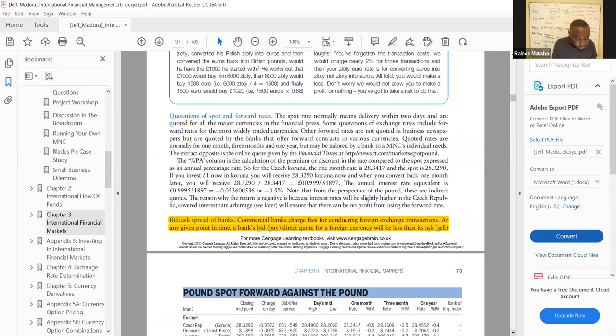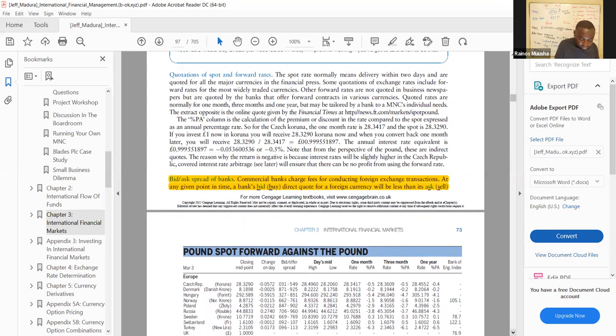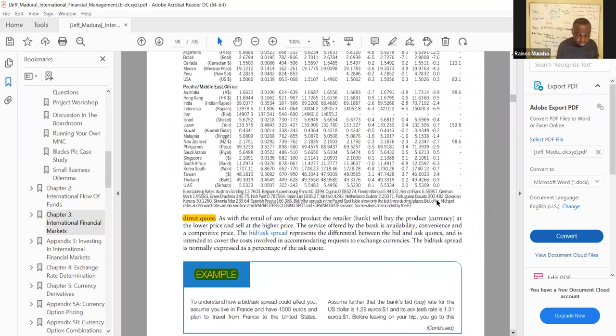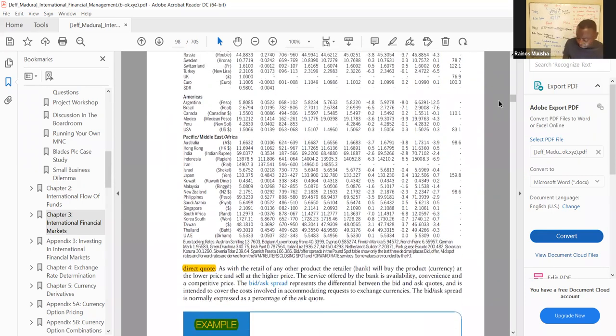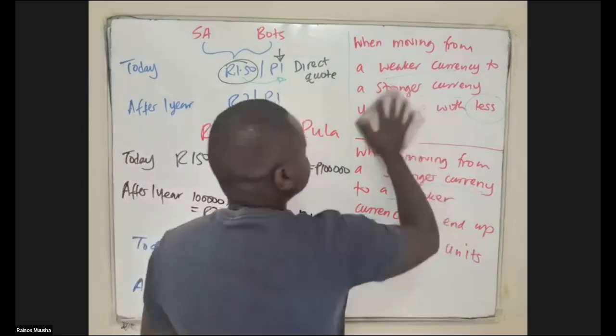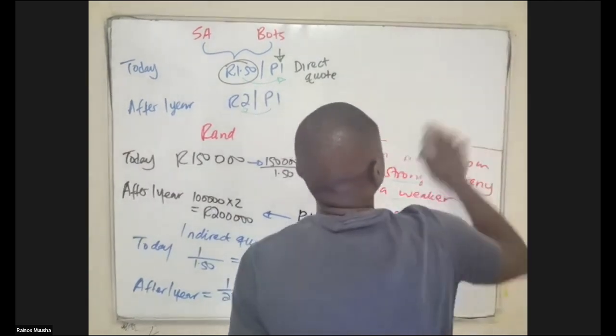Then there is also what we refer to as the bid-ask spread of banks. Here they say commercial banks charge fees for conducting foreign exchange transactions. So at any given point in time, the bank's bid or buy direct quote for a foreign currency will be less than the ask. This is basically what results in the bid-ask spread. So when you look at the bid-ask spread, as an example, let's look at it from a South African rand perspective, or from a South African bank's perspective.